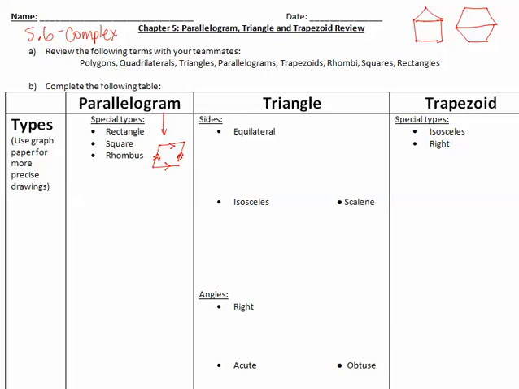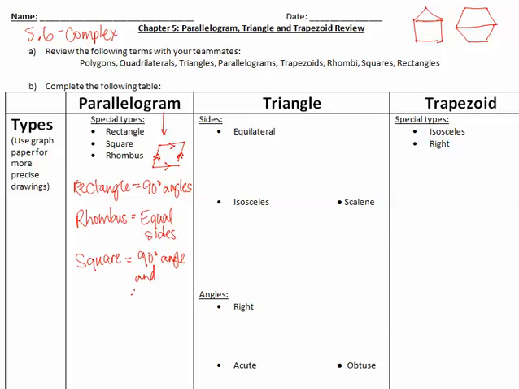There are special types of parallelograms. What's special about a rectangle is that it's a parallelogram with 90-degree angles in the corners. What's special about a rhombus is that it's a parallelogram with equal sides, or equal lengths. Whereas a square is both a rectangle and a rhombus, so this has 90-degree angles and equal sides. This is just a review. We've done this before in an earlier chapter, but it is a lot of vocabulary, so we just wanted to review it.